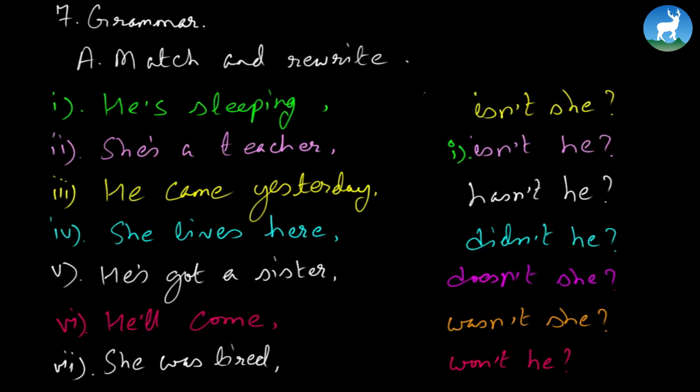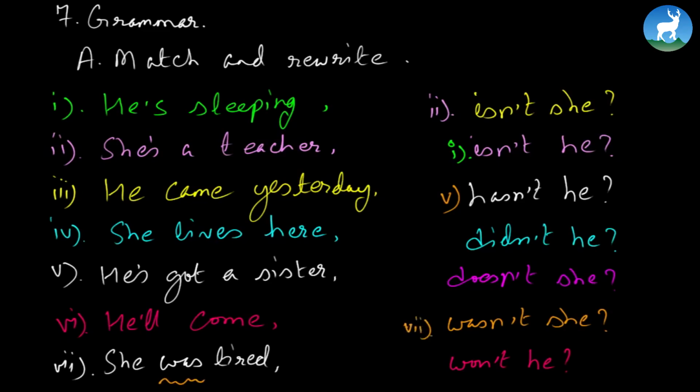She's a teacher. This is number 2. So here we go. Number 2. She's a teacher. Isn't she? He's got a sister. Now this is number 5. So you just mark number 5 here. Hasn't he? Remember, it's match and rewrite. Okay. Let me go with one more here. She was tired. Let's look at the auxiliary here. Positive statement, negative question tag. She was tired. Wasn't she? See, this is number 7.